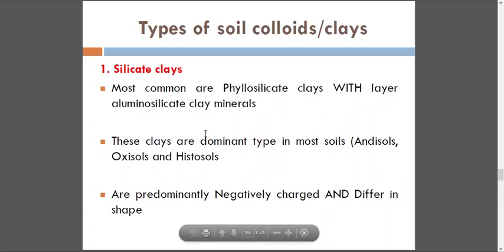The most common silicate clays are called phyllosilicate clays, with layers of aluminosilicate clay minerals, like we shall see. And these clays are the dominant types in most soils. You earlier read about the different soils, and we see that these are common and dominant in alfisols, oxisols, and histosols. We also see that they are predominantly negatively charged, and they differ in shape.